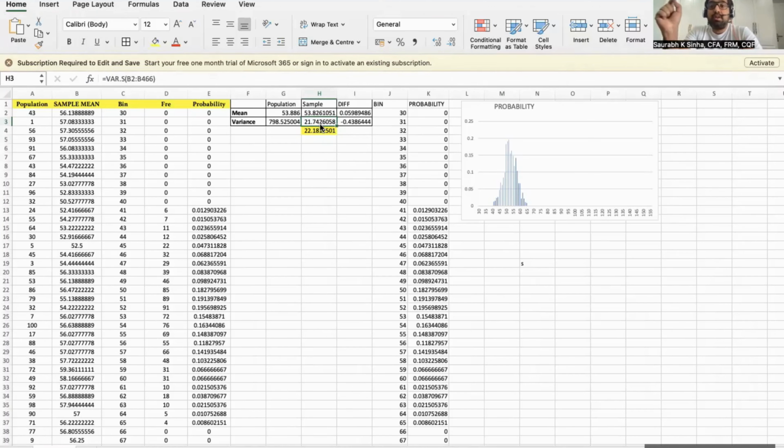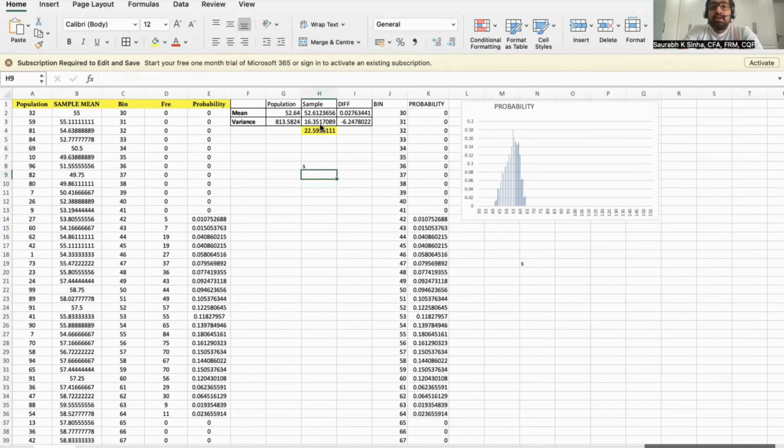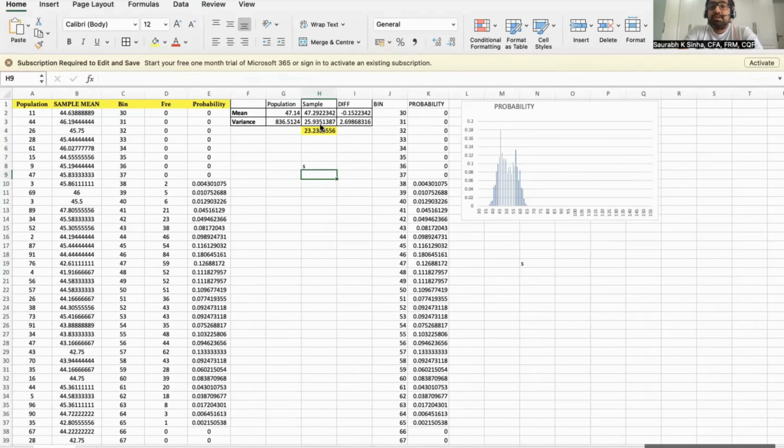Again, it is not equal. There is a difference of negative 0.43. The next time you take the samples, it will again be negative, then positive, then negative, then positive. But these two numbers are never going to be equal. What will happen? It will approach the population variance divided by the sample size. It will approach normal distribution. It will approach the population mean. It will approach population variance upon n.